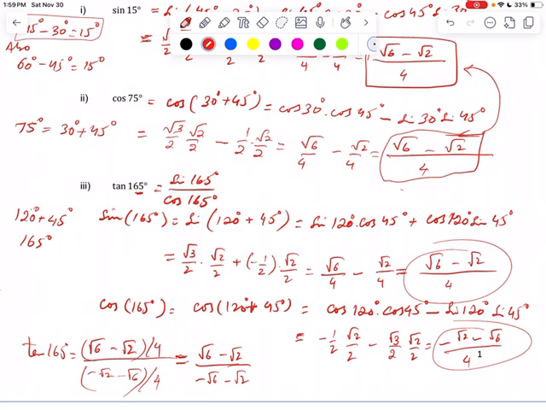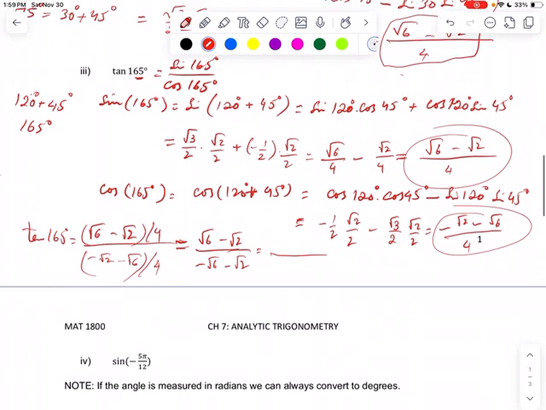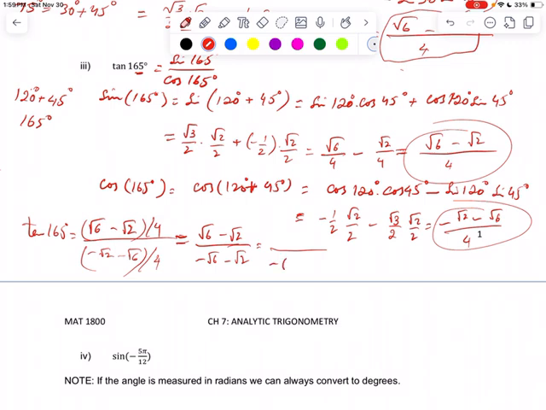Now this is the correct answer, it's the exact value, but usually there are too many negative signs. So what we can do is from the bottom we can factor out the negative sign. So we get negative square root of 6 plus square root of 2, and we can factor the negative sign from the top as well. So we get square root of 2 minus square root of 6, and now the negative cancels out, so the final answer will be square root of 2 minus square root of 6 over square root of 2 plus square root of 6.